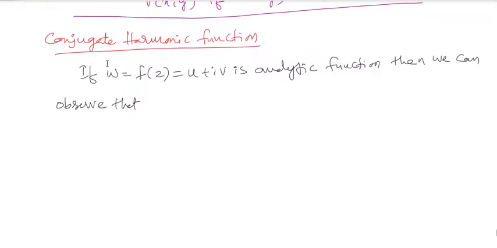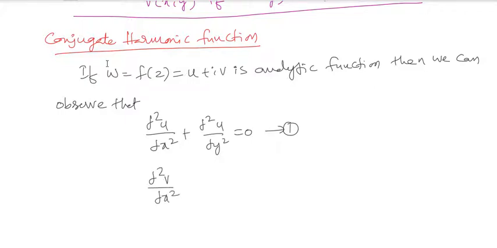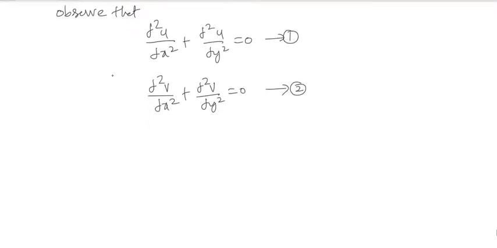Second order equations, usually called the conjugate harmonic equations. That is dou square u by dou x square plus dou square u by dou y square is equal to 0; take this as equation 1. The other one is dou square v by dou x square plus dou square v by dou y square equal to 0; this is equation 2. Generally this is the Laplacian equation, which you know.